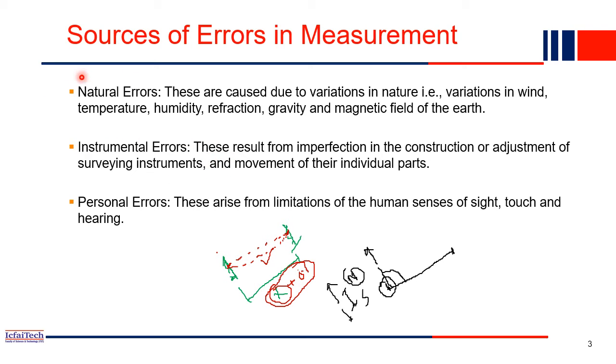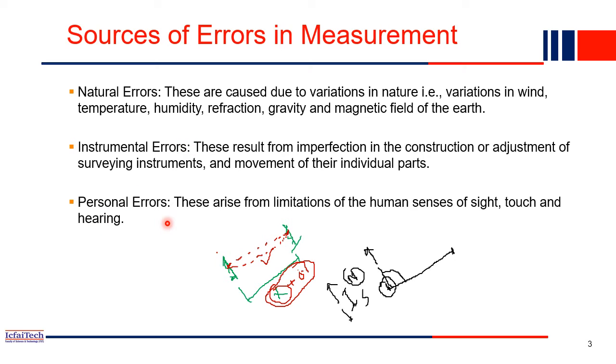So the first one is natural error, meaning because of nature, because of the environment, error is introduced into our reading. Now the second type we discussed is instrumental error. Instrumental error means whatever instrument we are using will sometimes be faulty. In that case, this will introduce some extra error. So that we call instrumental error.